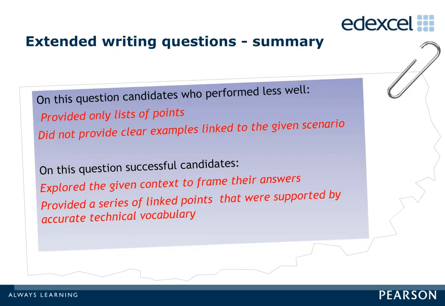Overall, the extended writing questions were not well answered in this series. Responses were often formed from simple lists of points with limited discussion. Using the given information and scenario is key to success in the extended questions. 5C was particularly problematic in this respect, with many candidates discussing the features of mobile technology, mostly smartphones, rather than the features and design of the products to make them suitable for the technology.